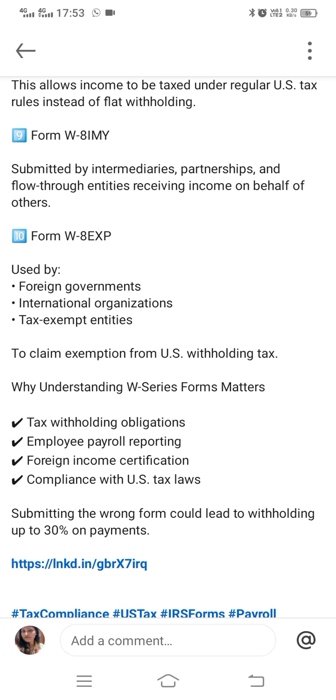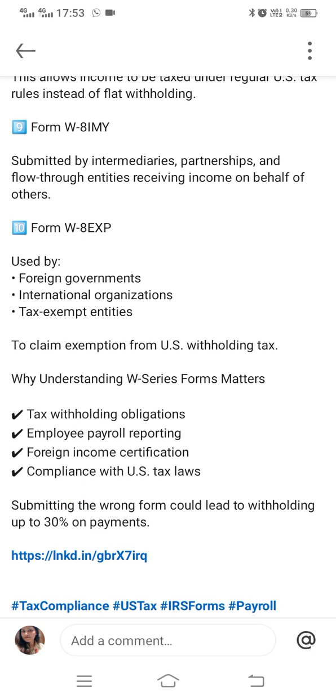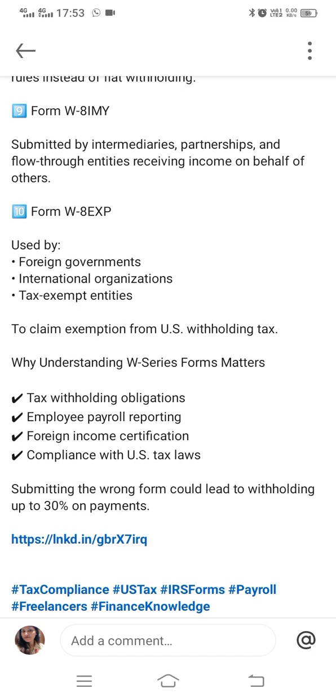And why understanding W series forms matters. When you understand this, you will be able to understand how much tax should be withheld, and when you are reporting your taxes, you need these forms to show. You need to include them in the attachments. Submitting the wrong form could lead to withholding up to 30%. So the maximum withholding in case you submit the wrong form is 30% of the payment.